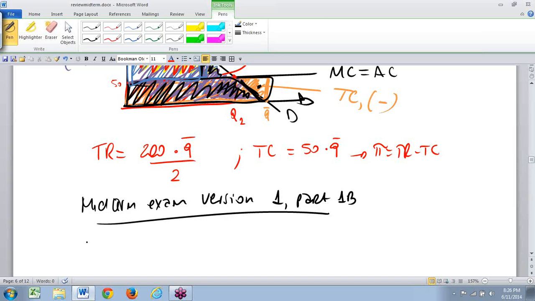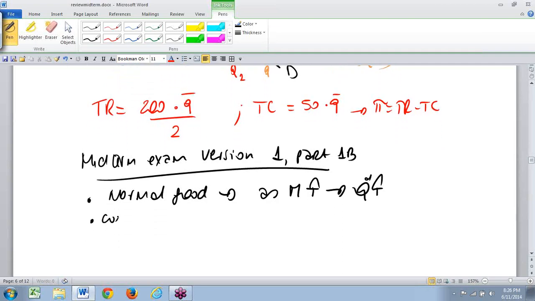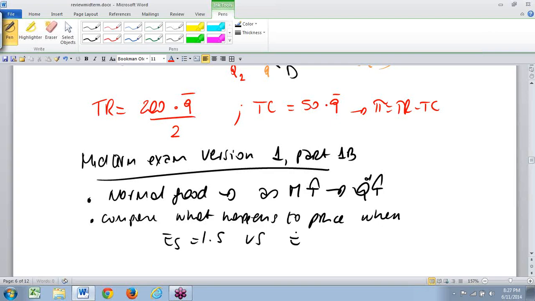Okay, so the information is that we have a normal good. This means that as income increases, quantity demanded also increases, right? And second, we want to compare what happens to price when the elasticity of supply is 1.5 compared with when the elasticity of supply is equal to 2. So when does the price increase the most?